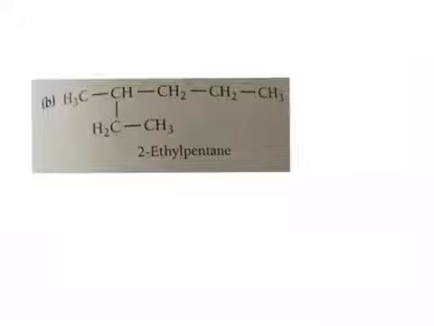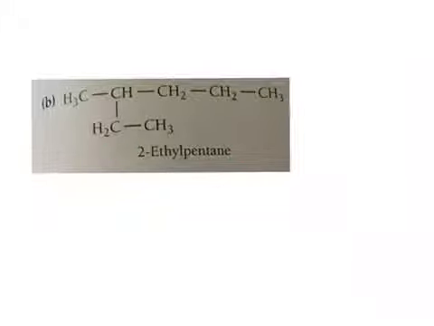This first question is from page 681 in the new 6th edition textbook, and it is 47B. For this question, it says, determine what is wrong with the name of this alkane. So for this alkane, they are calling it 2-ethylpentane.